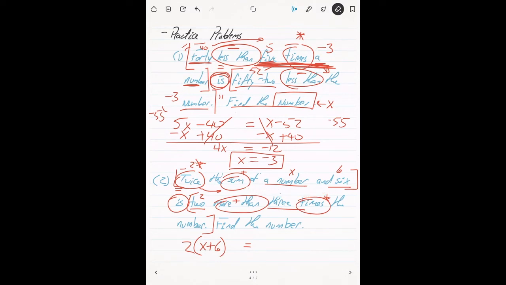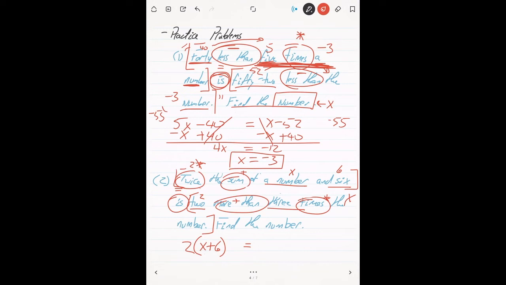We got a few different operations going on here. So 2 more than, we're adding together, and then we have 3 times the number x. 2 more than 3 times x. 2 plus 3 times x.